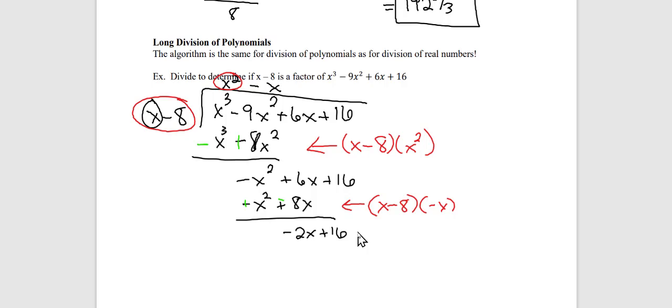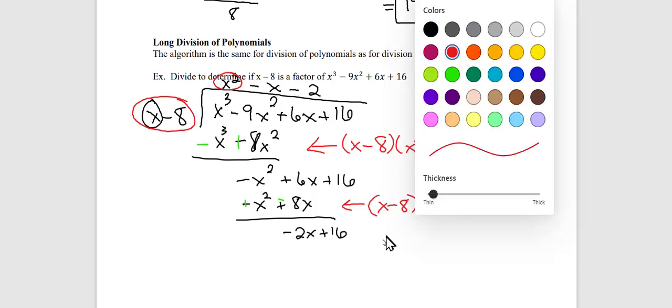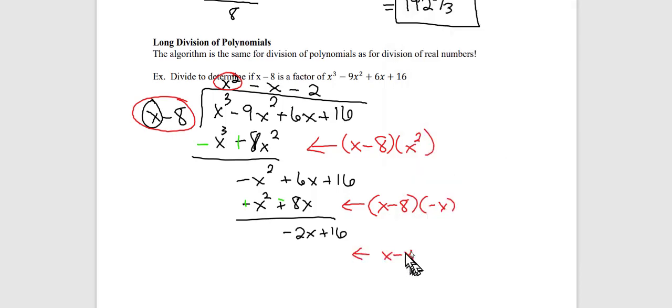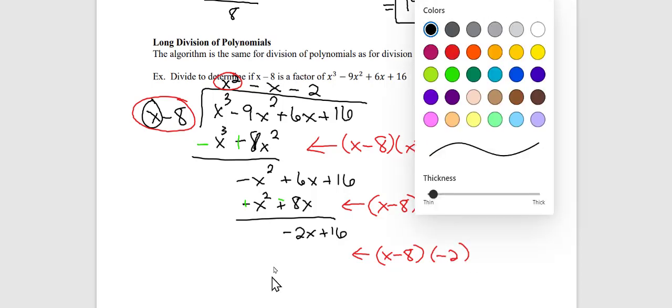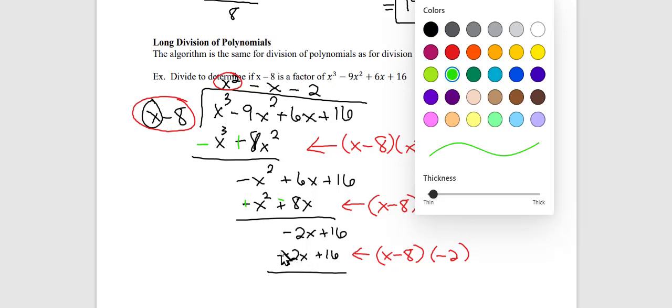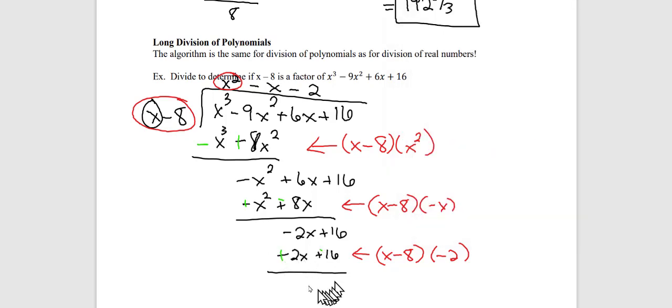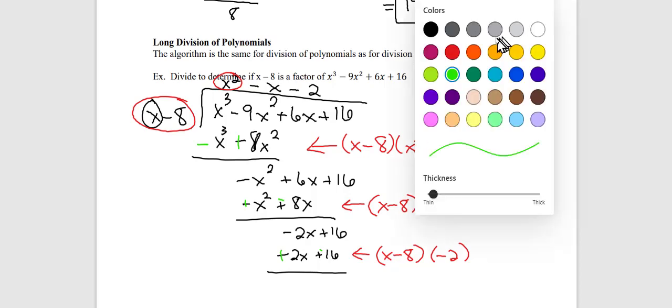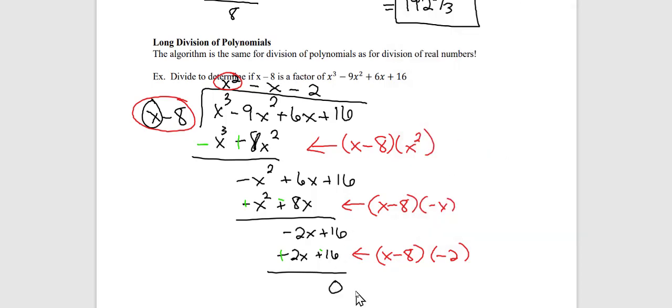I am looking at negative 2 is what I need here. Remember, I multiply x minus 8 times whatever I wrote up there, which is negative 2. That gives me negative 2x plus 16. And I always subtract. I subtract the whole thing. It changes my signs. And down at the bottom, I get 0, which is my remainder. I have nothing left to bring down or deal with.